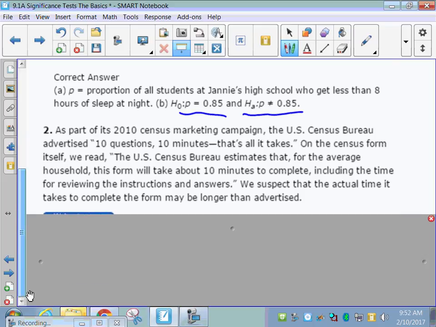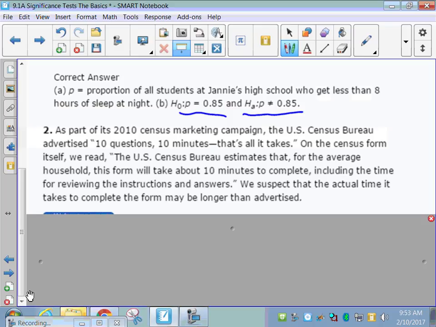All right. As part of its 2010 census marketing campaign, the U.S. Census Bureau advertised 10 questions, 10 minutes, that's all it takes, on the census form itself. We read, the U.S. Census Bureau estimates that for the average household, this form will take about 10 minutes to complete, including the time for reviewing the instructions and answers. We suspect that the actual time it takes to complete the form may be longer than advertised. So they're giving you the suspicion, all right?